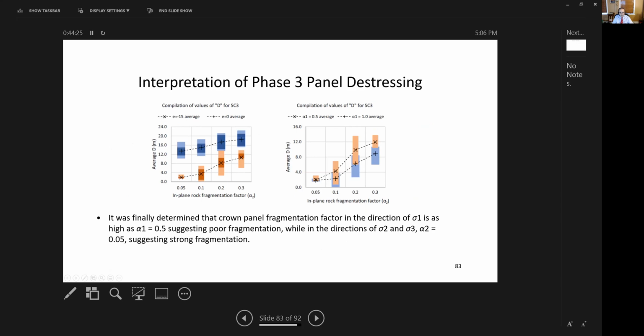So to cut a long story short, a lot of parametric studies, a lot of comparison, until we finally found out that alpha 1 can only be 0.5. So that's up from 0.05 to 0.5, 10 times. It was finally determined that the crown panel fragmentation factor in the direction of alpha 1 is as high as 0.5, suggesting room for poor fragmentation. While in the directions of sigma 2 and sigma 3, it is 0.05.